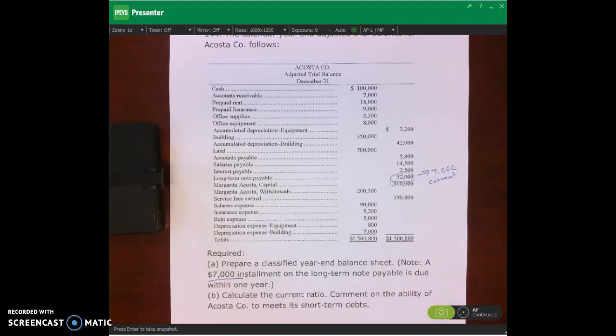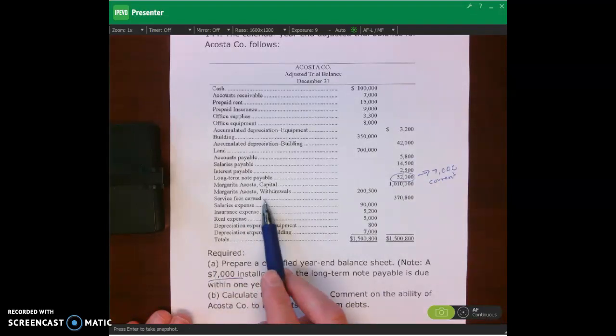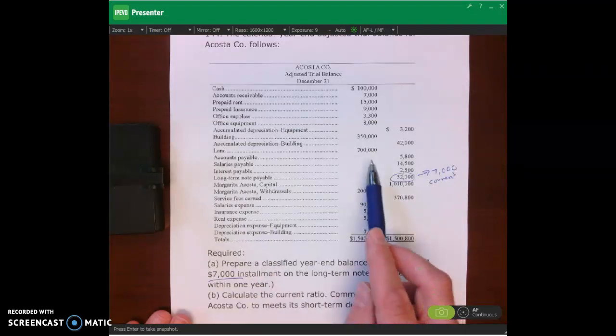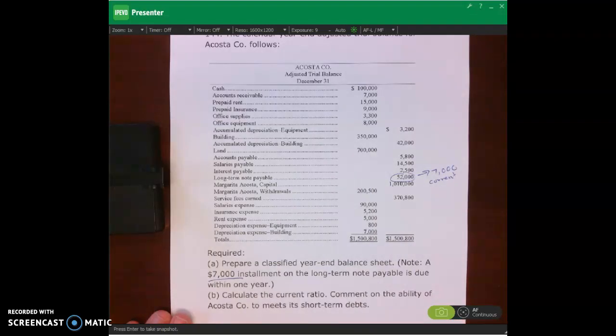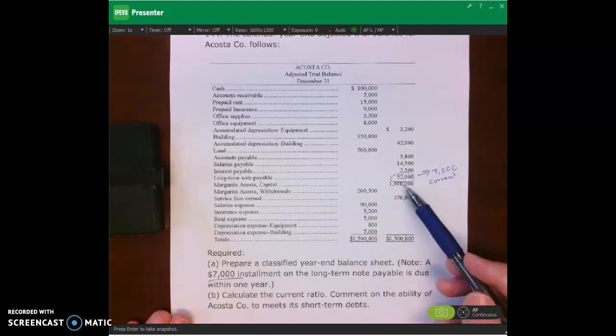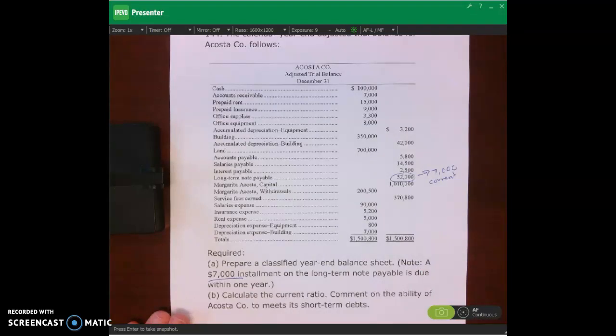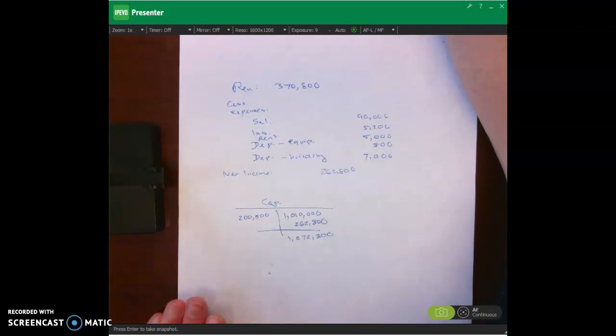In the process of doing this, I also want you to calculate the current ratio, but to figure out ending balance in equity, capital, you have to take your capital here plus your net income and minus your withdrawals. That's what you have to do to figure out the ending balance in equity. Capital here plus net income minus withdrawals will give you the ending balance in equity. So pause the lecture video, give it a try.